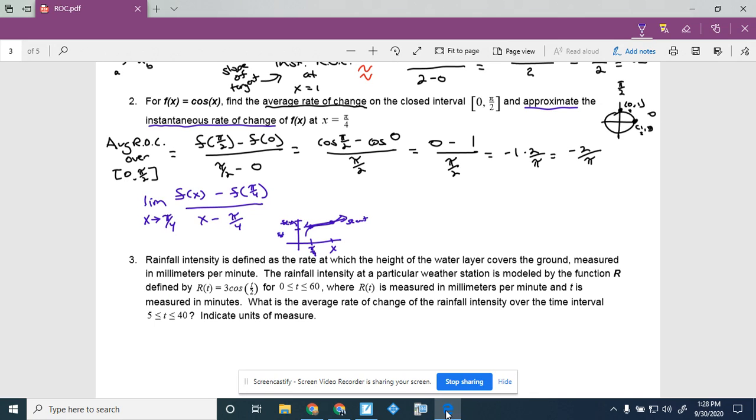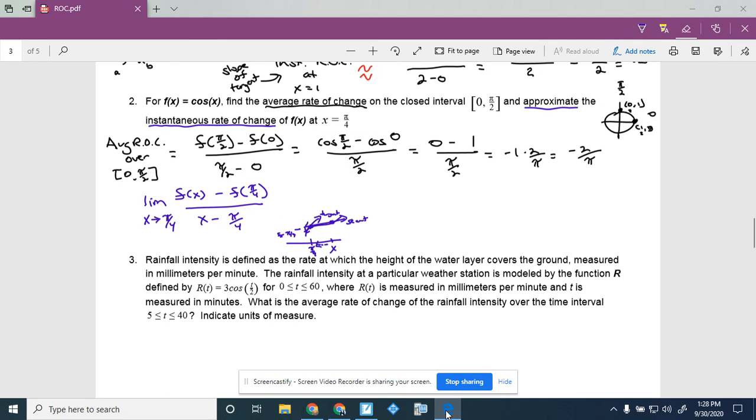This is an f of pi over 4 y value. So f of x minus f of pi over 4 is the change in y's, over x minus pi over 4, the change in x's. This represents the slope of the secant line. So this difference quotient here is the average rate of change. But if I take the limit as x goes to pi over 4, as this point moves closer to that point, then I occupy that limiting position of the tangent line, okay? And so that's what we would get there.